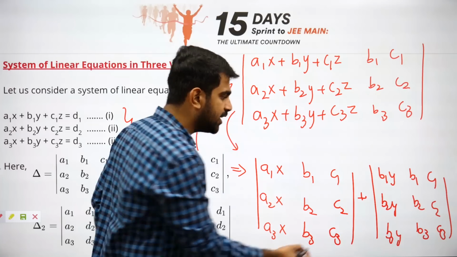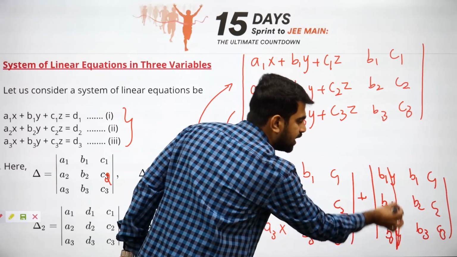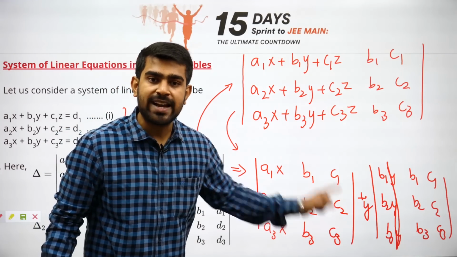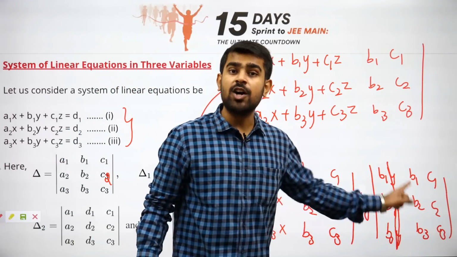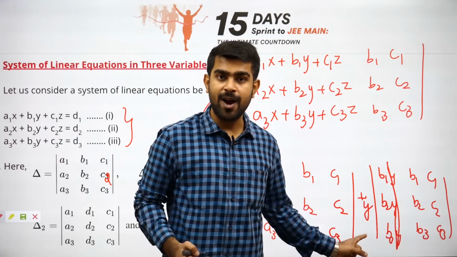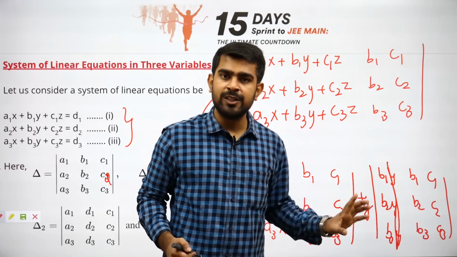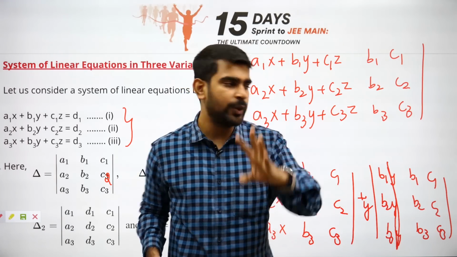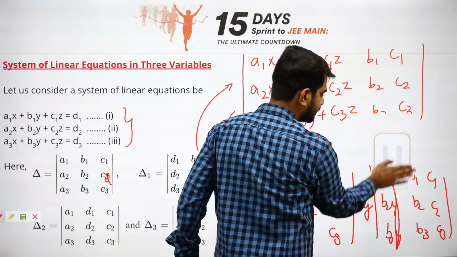But let me tell you something here. Can I take y common outside? But if I take y common outside, what is happening here? Column 1 and column 2 are the same. So what will happen? The determinant value will become 0. That's it. Super amazing.